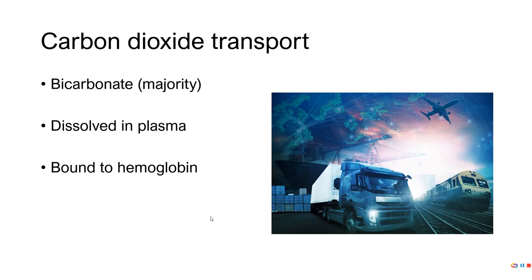So we're going to finish with carbon dioxide here, and so there are 3 ways that we transport that. It's either through bicarb, dissolved in plasma, or bound to hemoglobin. Most of it's dissolved as bicarbonate because if it's as bicarbonate, then it's not attached to hemoglobin.